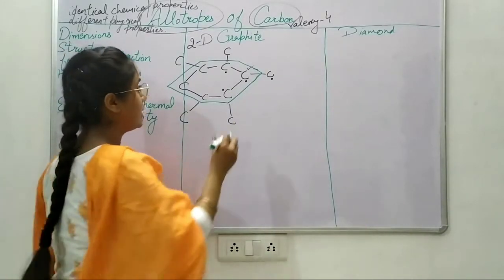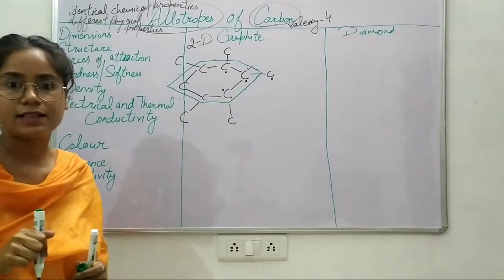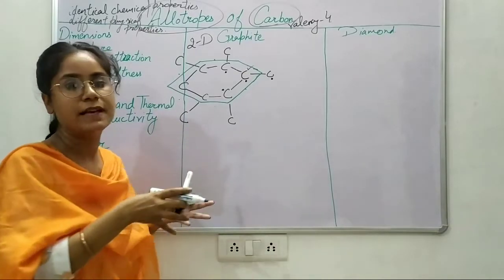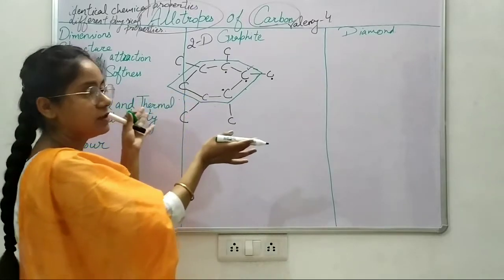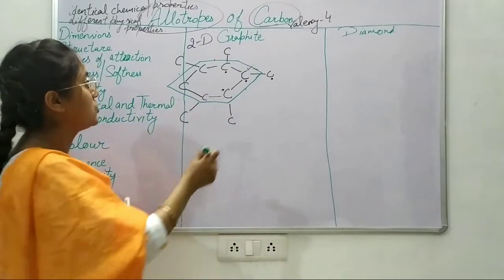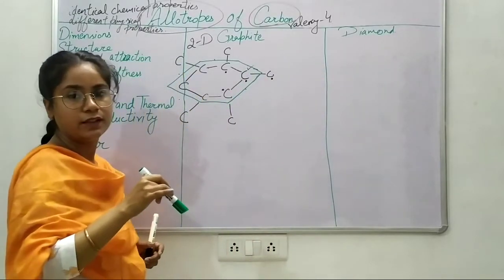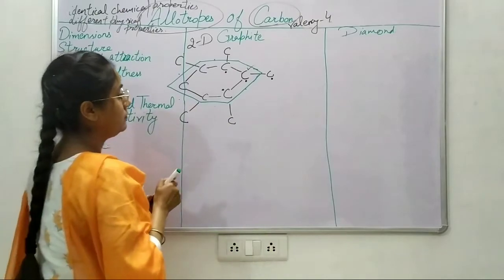Hexagonal. It is hexagonal. 1, 2, 3, 4, 5, 6. It has 6 sides. It is hexagonal. It is basically a benzene ring, you can say. Okay, so it is a hexagonal structure, and all this structure forms hexagons like this. So it forms a layer of hexagons all over.